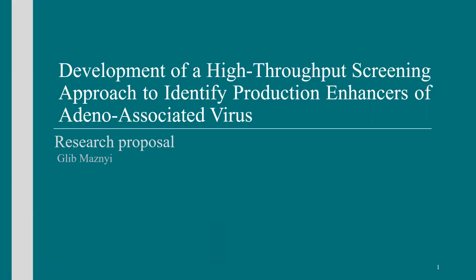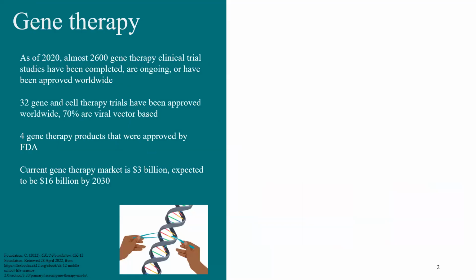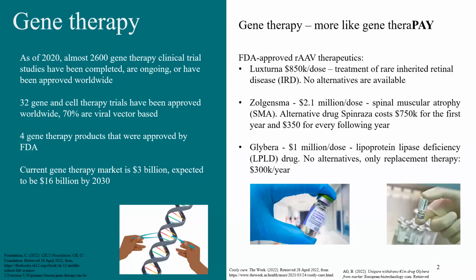The topic of my thesis is development of a high-throughput screening approach to identify production enhancers of adeno-associated virus, or AAV. AAV is used in gene therapy, and as we all know, that market is huge. As of 2020, there were 32 gene therapy clinical trials approved worldwide, and 70% are viral vector-based. The gene therapy market is $3 billion currently, and it's expected to be $16 billion by 2030.